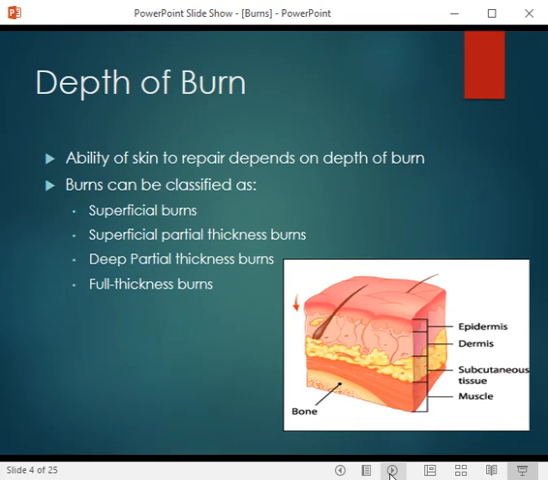We consider two things. First thing is the depth of the burn. Depending upon the thickness, we categorize it as superficial burns, superficial partial thickness burns, deep partial thickness burns, or full thickness burns. The second thing we consider is the degree of burns, which we will discuss later on.